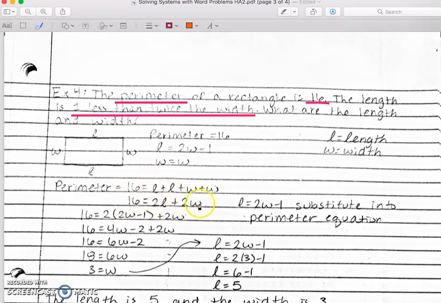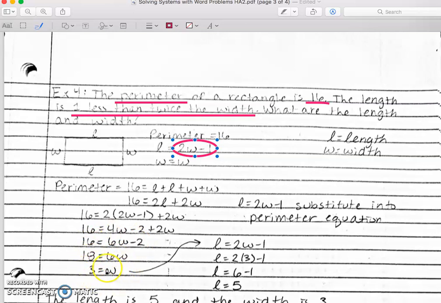Now I have an equation that has L and a W left in it, but I know what L equals, right? So I'm going to use substitution to take this 2W minus 1 here. That wasn't good. And plug it in. There we go. Take this 2W minus 1 and substitute it in for the L in this perimeter equation. So I do that and I get 16 equals 2 times 2W minus 1 plus 2W. Distribute, and I get 4W minus 2 plus 2W. Combine like terms to get 6W minus 2. Add the 2 across. Divide everything by 6 to get our width is equal to 3.